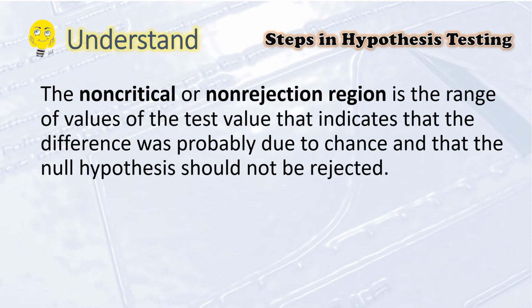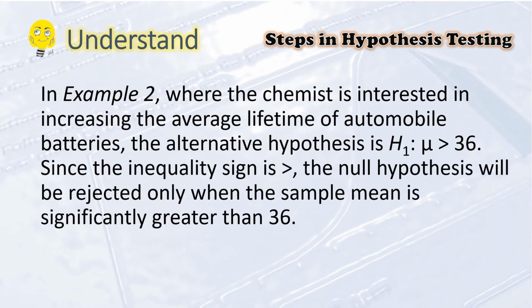The non-critical or non-rejection region is the range of values of the test value that indicates that the difference was probably due to chance and that the null hypothesis should not be rejected. In example 2, where the chemist is interested in increasing the average lifetime of automobile batteries, the alternative hypothesis is mu greater than 36 months. Since the inequality sign is greater than, the null hypothesis will be rejected only when the sample mean is significantly greater than 36 months.